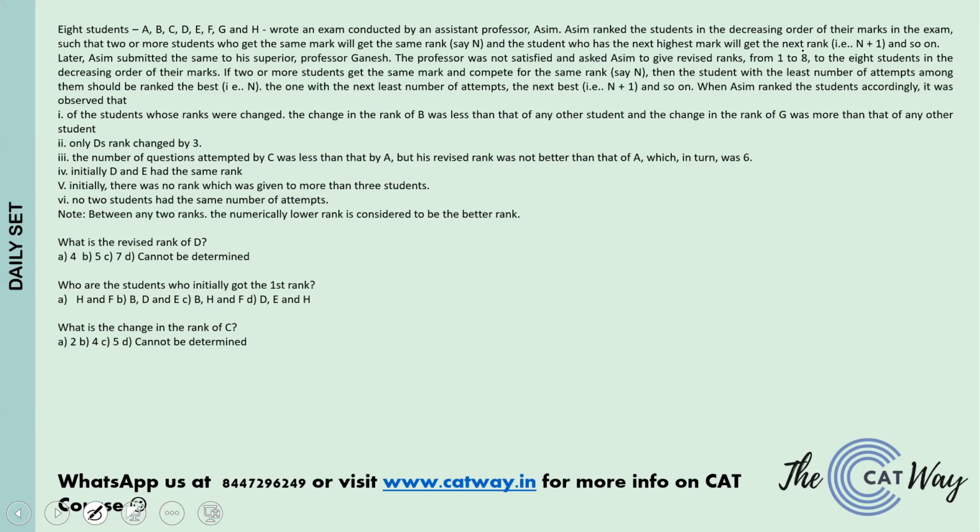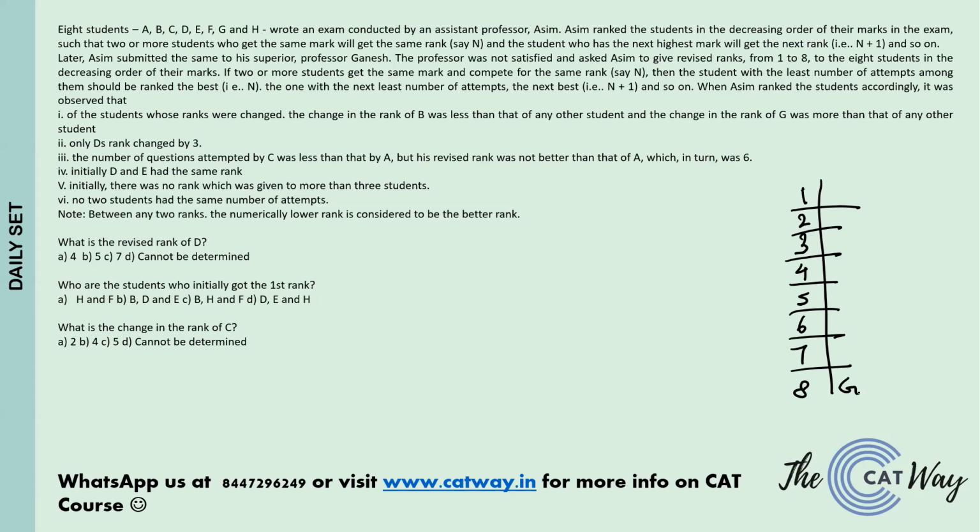So let us make a short table for the final ranks. Okay, so we have 1, 2, 3, 4, 5, 6, 7, and 8. And for 8, what do we know? That we have G, because he got the maximum change. So G will be the person at 8th position. Now, we have been given that the rank of A was 6. We have been given that over here, that was not better than that of A, which in turn was 6. So this 6 is related to A. So rank of A was 6.